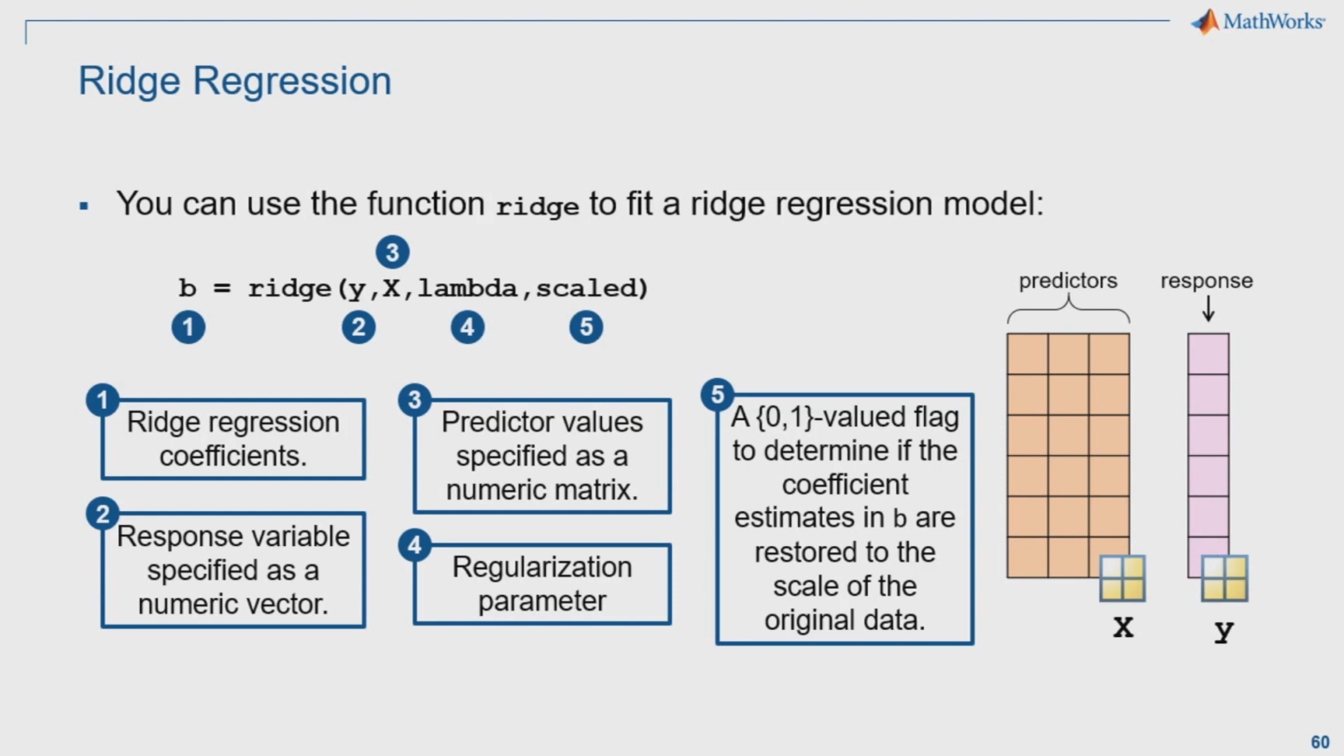Actually, by default they are scaled. The result will be what I called before the vector theta, here called b, which is the vector containing the parameters that should be multiplied by your predictors to obtain your regression prediction.